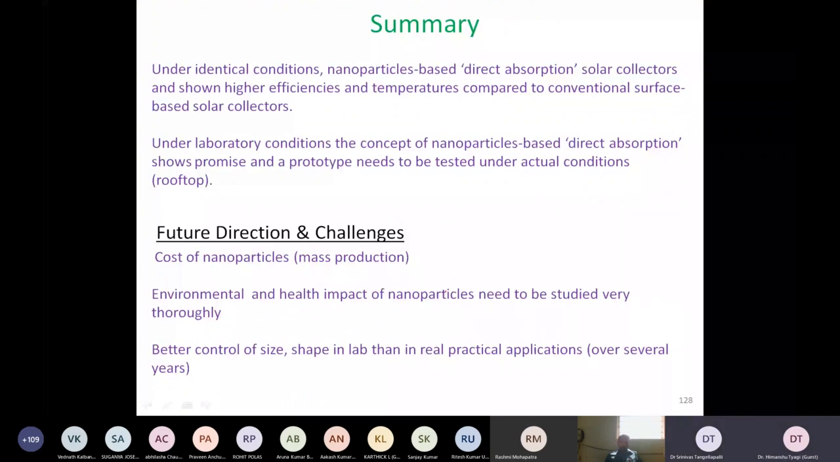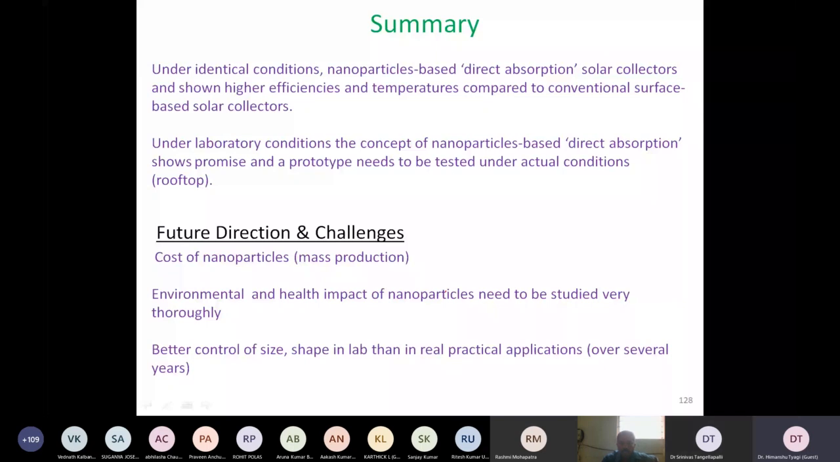So, in summary, we have looked at a lot of fundamental things, and we have looked at the nanoparticle-based direct absorption collector, how it is designed, how it is compared with conventional collectors. It is showing some promise, both in numerical and laboratory scale work.